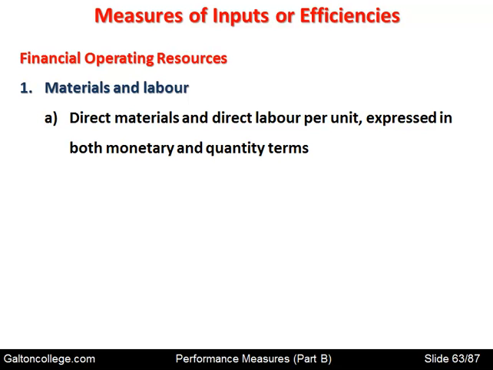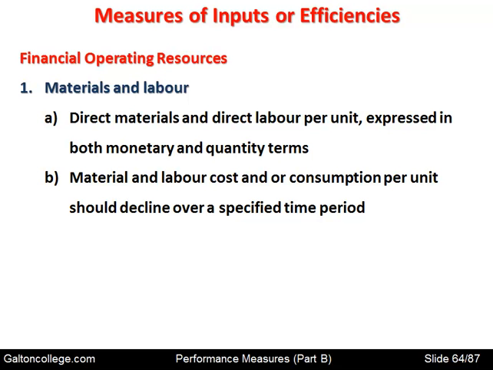Now, it is important to look at the direct labour and materials. How many iron bars are needed, let's say if we're talking about materials, to make a particular product? The quantity of raw material, how much is required? And also look at the cost of that. How much in financial terms does it need to make a particular output? So it's looking at direct materials and labour expressed both in monetary and quantity terms.